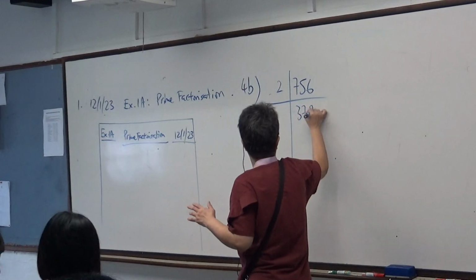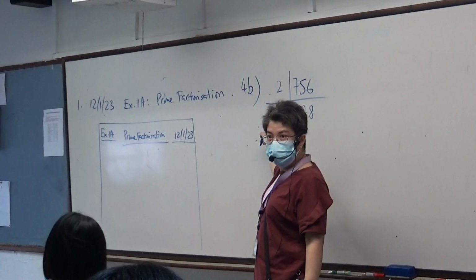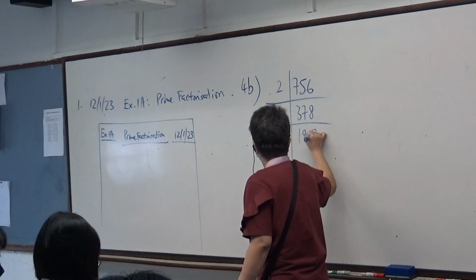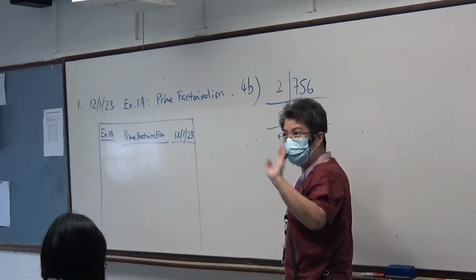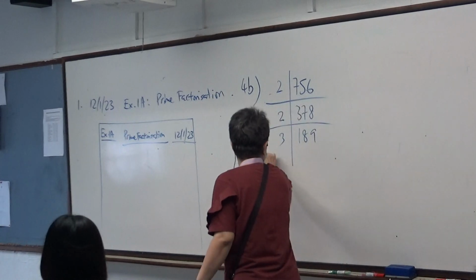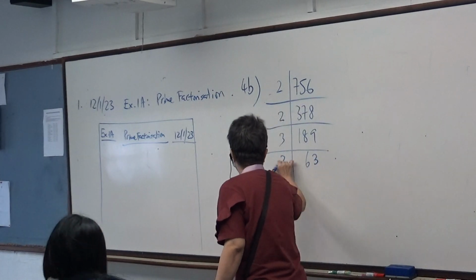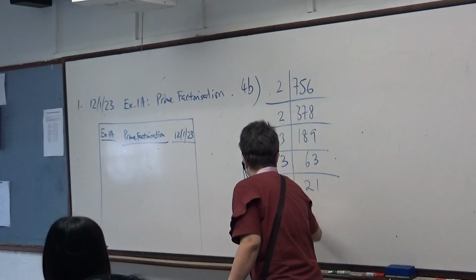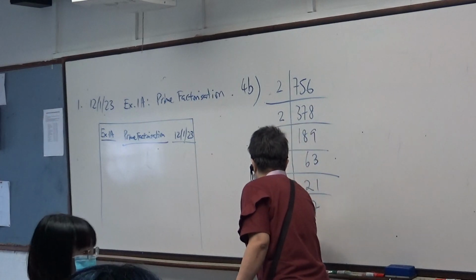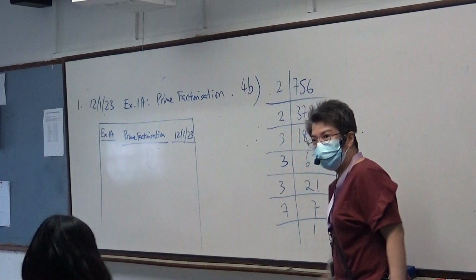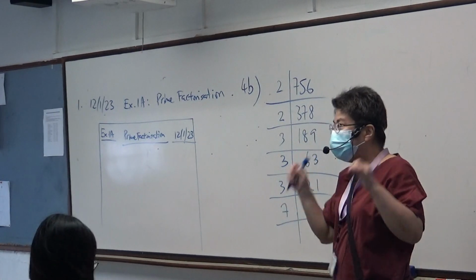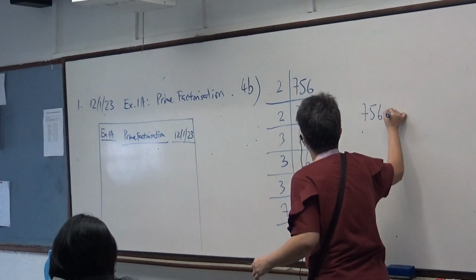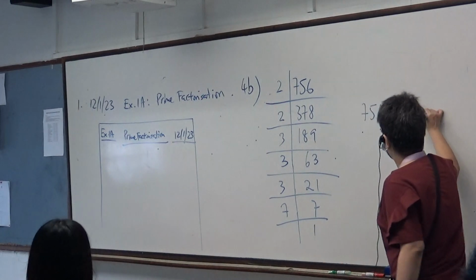378. Is that correct? So it can still be divided by 2, right? Okay, 2. What's the answer? 189. Now, down here you see it cannot be divided by 2 already. Divide by 3, can. Okay, what is that? 63. So it can still be 3. Answer? 21. Then 3 again, right? Then what? 7. Then 7 and then 1, right? This is the prime factorization. But this is not the answer yet. They say express the prime factorization in index notation. You must write 756 equals 2 squared times 3 cubed times 7.